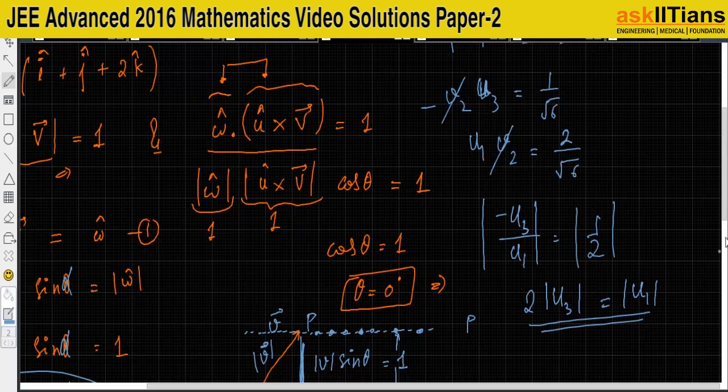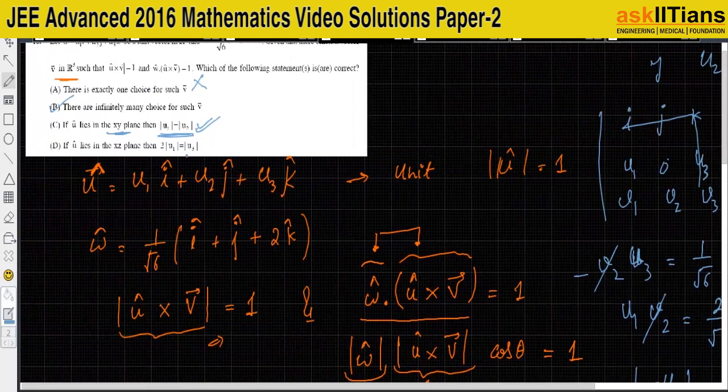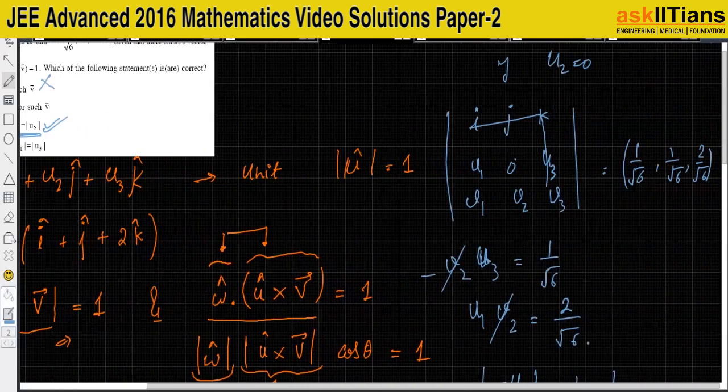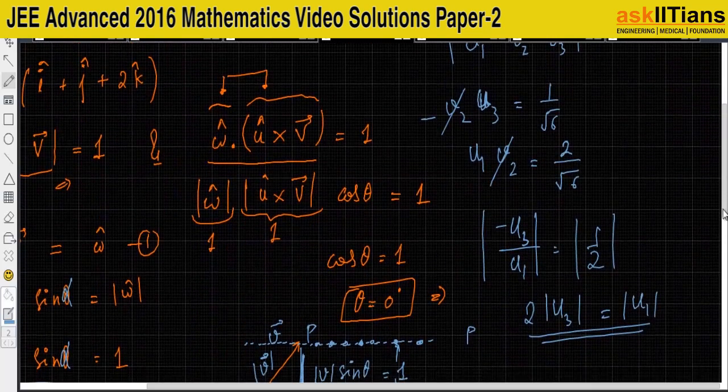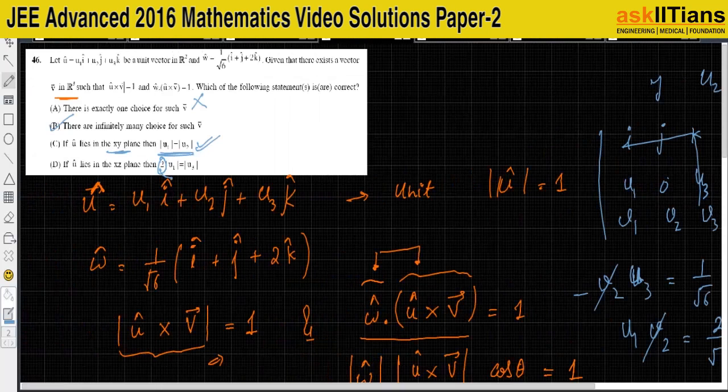Alright, so option D, what is option D? It says 2 times u1 equal to u3. What I am getting here is 2 times u3 equal to u1, right? So that's the wrong option. The 2 should have been on this side, so this option is wrong. Options B and C are correct. If the 2 was on this side, then it would have been the correct option, but here the 2 is on the wrong side, so the correct answer will be B and C only.